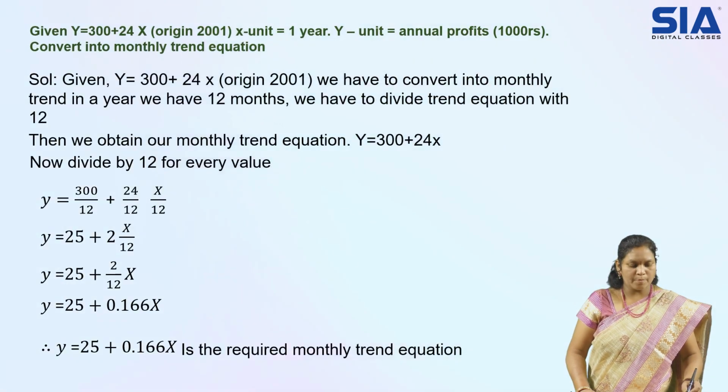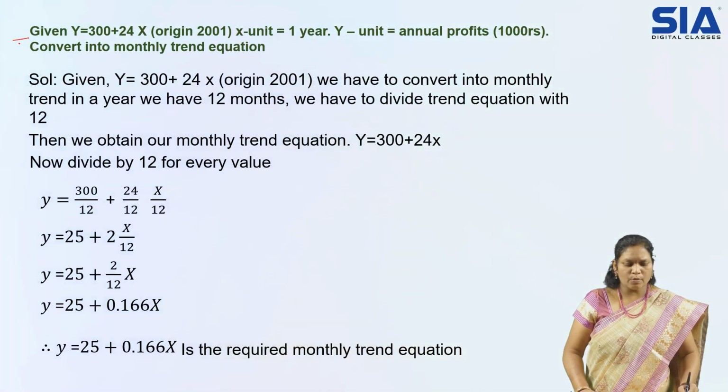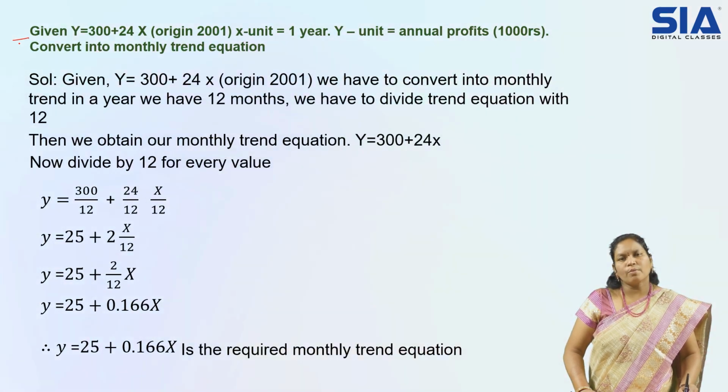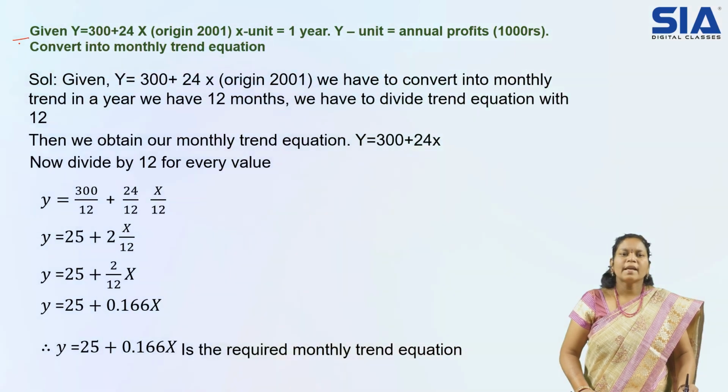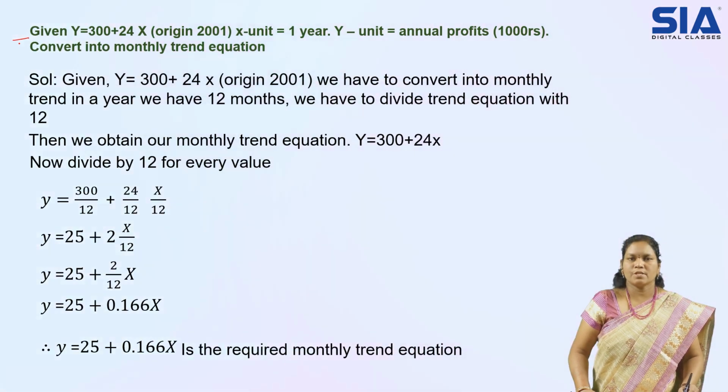So here is an example for us. Given y is equal to 300 plus 24x, origin from 2001, x unit 1 year, y unit annual profit. So what the x axis is and what the y axis is, they have mentioned here. Convert into monthly trend equation, they are asking.